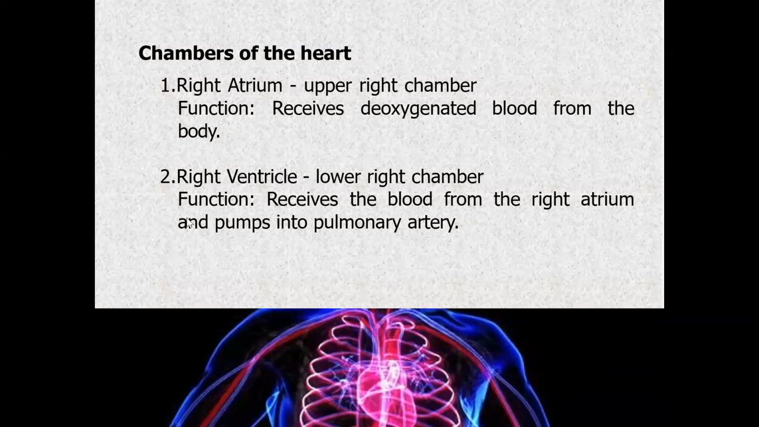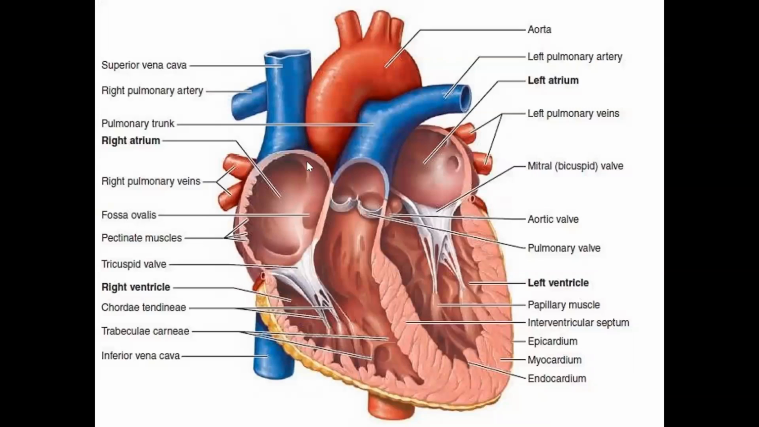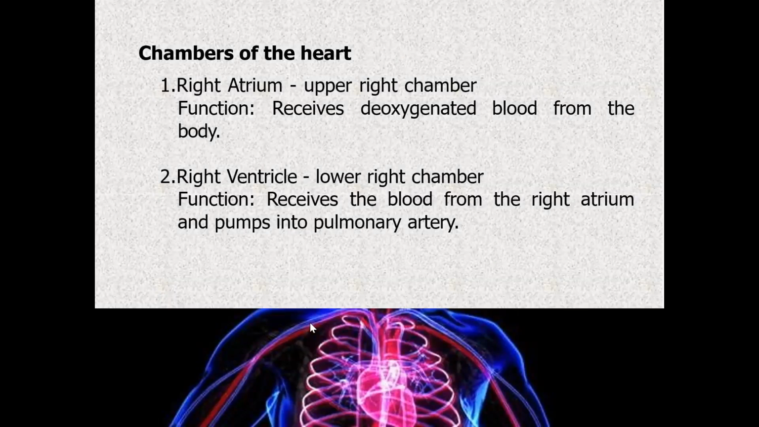Okay. Next chamber is the right ventricle. So this is the lower right chamber. So yung upper right chamber mo, upper right chamber, this is the right atrium. Sa baba, meron kang ventricle. So ano kayang function ni right ventricle? It receives the blood from the right atrium and pumps into the pulmonary artery.